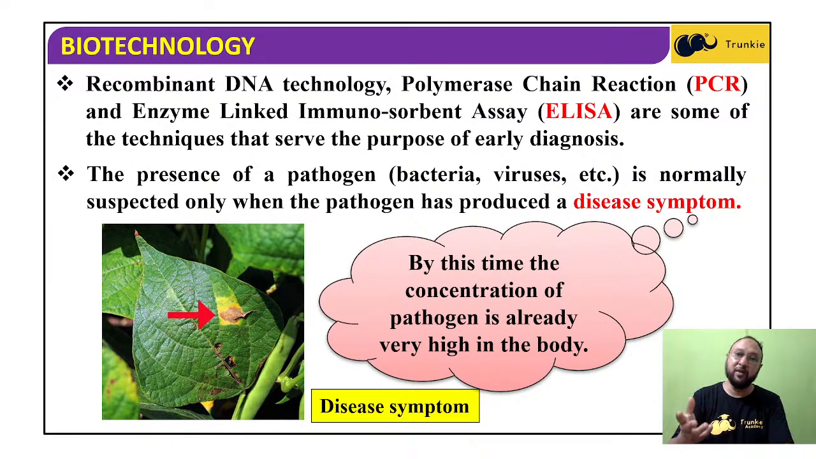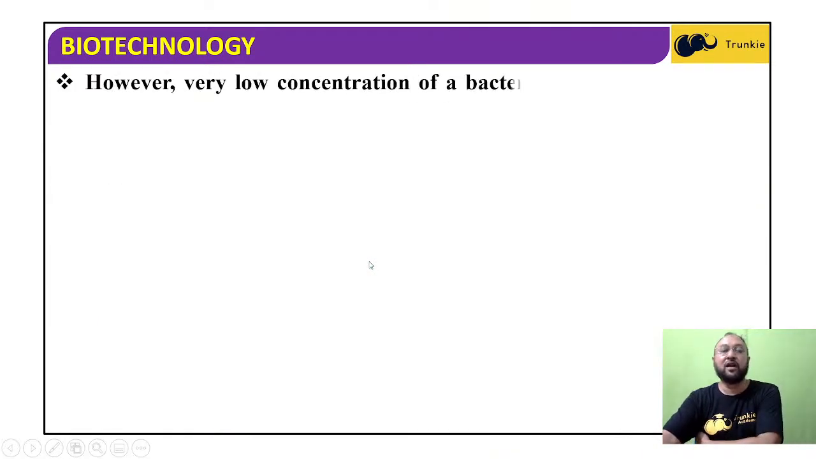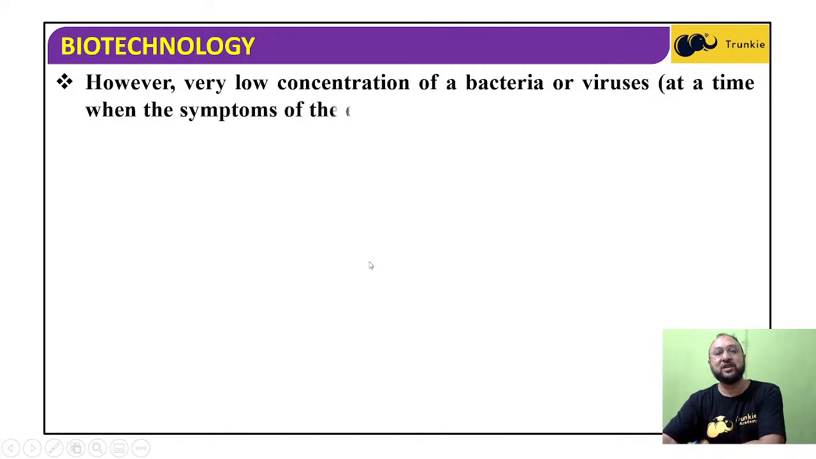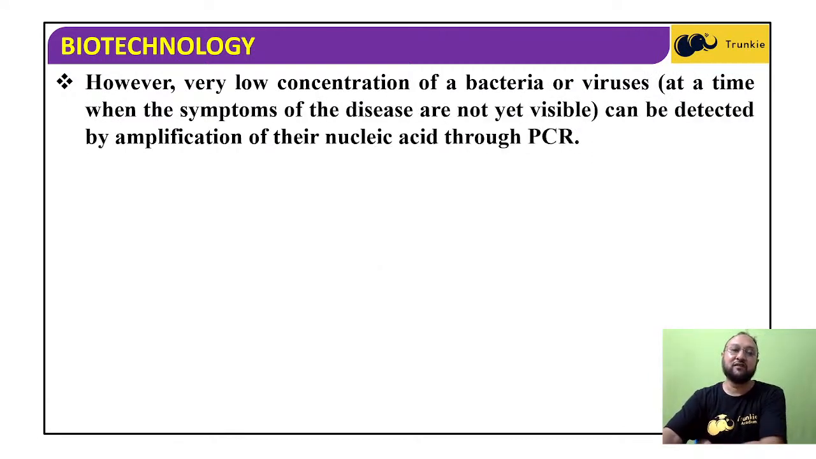So when the symptom appears, okay, the time from the time of infection to the time of the appearance of the first symptom is sufficient time for the pathogens to increase in their population, in their number, in the body of the host. Okay, so that is the reason we need to know early, so that we can control those pathogens at a very early stage.